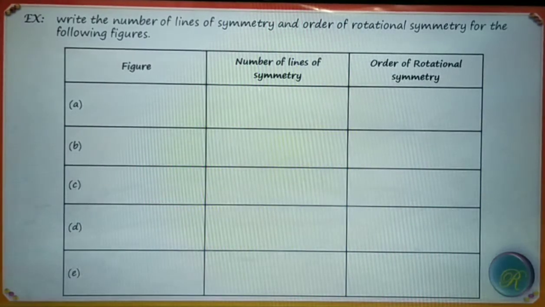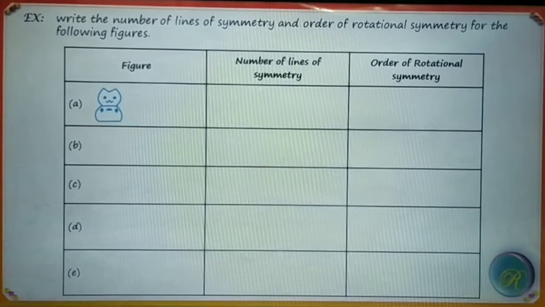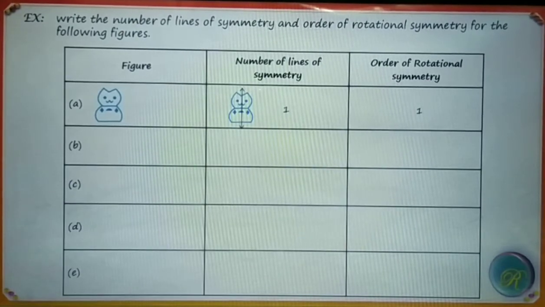Example. Write the number of lines of symmetry and order of rotational symmetry for the following figures. Figure A. What about the number of lines of symmetry? 1. Vertically we can draw. Order of rotational symmetry 1, because angle of rotation is 360 degree.